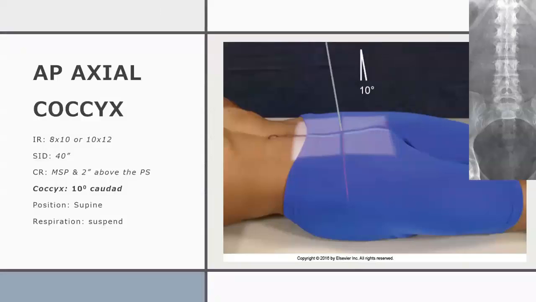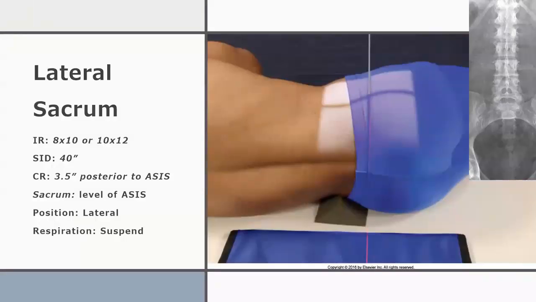So I'm going to move forward here. Here's the lateral sacrum. 8x10, it's going to be done in a portrait. 40-inch SID, 3.5 inches posterior to the ASIS. So left lateral, we would find the ASIS on the anterior side and run 3.5 inches posterior. Note how they did use a lead blocker here to pick up any scatter radiation to clean it up. Suspended respiration, true lateral.